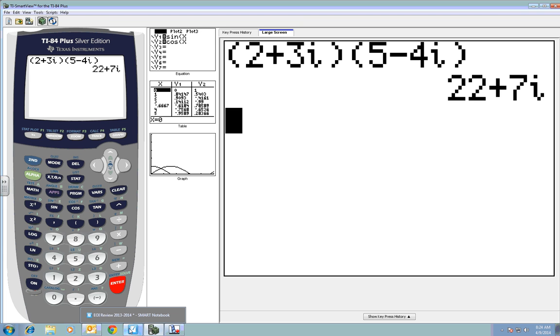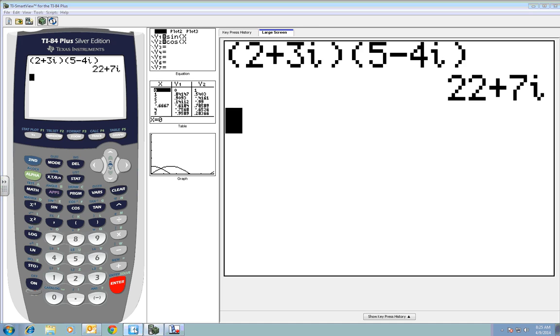You guys got an error message? Okay, if you get an error message and it says syntax, sometimes it's because instead of putting the minus sign right here, you put the negative sign. Check it, make sure you put minus 4I and not negative 4I.